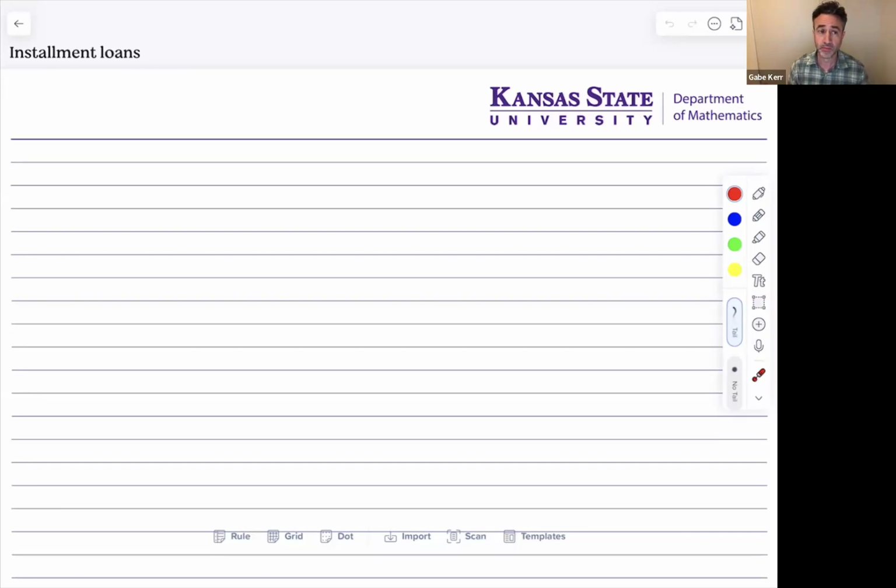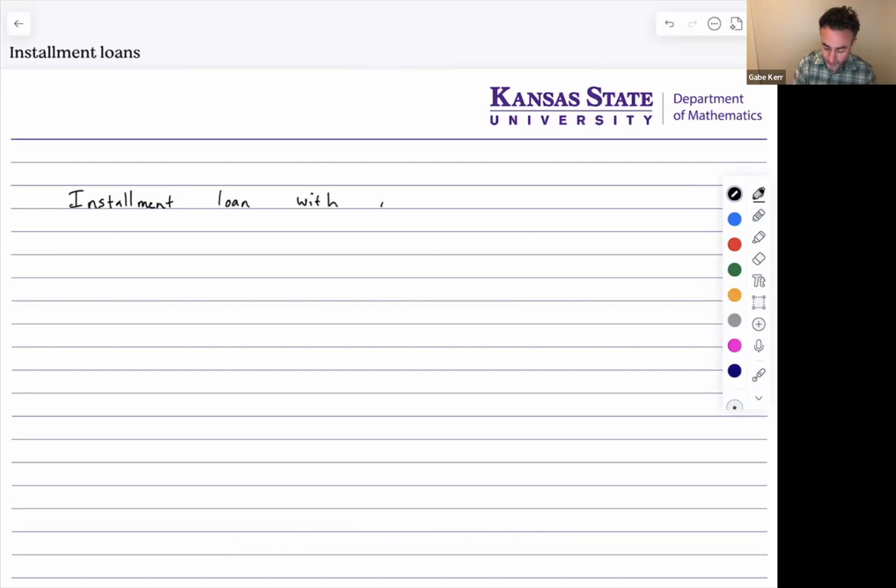This is the most typical type of loan that you will get that is not a loan through a credit card or a loan from a friend. The most typical loan is an installment loan, and the usual case is that you will make payments every month. So an installment loan, with monthly installments. Another way we can say that is monthly payments.